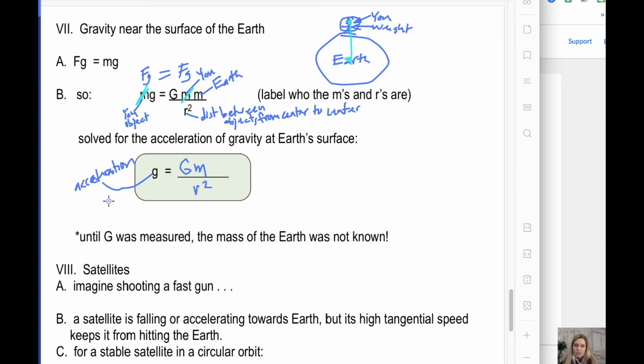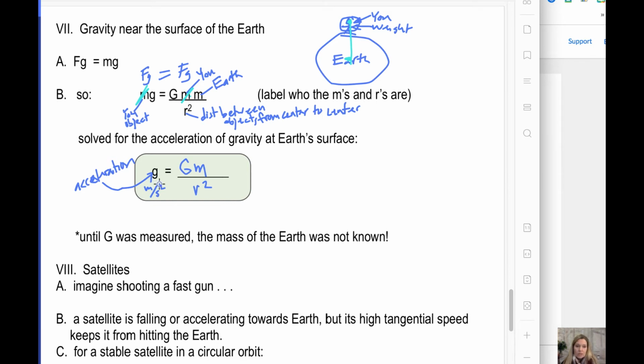So this is the acceleration due to gravity. Please don't think this is a force anymore. This has the units like all accelerations, meters per second squared. So this is, as it says, solve for the acceleration of gravity at the Earth's surface. And I bet you won't believe it, but if you plug in the value for the universal gravitational constant, here the mass of the Earth, here the radius of the Earth, guess what you'll get for g? You'll get 9.8. Isn't that amazing?